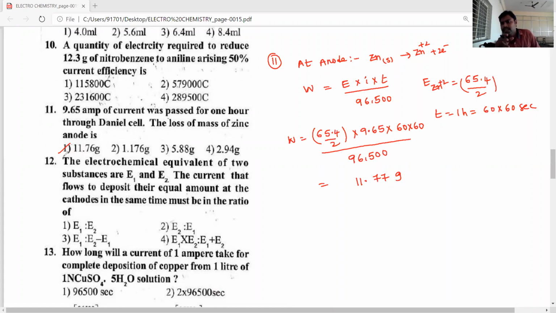What is the oxidation state of zinc? It is in the +2 state, that's why its n factor is 2. The gram atomic weight of zinc is 65 or 65.4, divided by 2. Then the equivalent weight comes, the I value is given, and T must be in seconds. Then we'll get the weight. On simplification we get 11.77 grams, so the first option is correct.